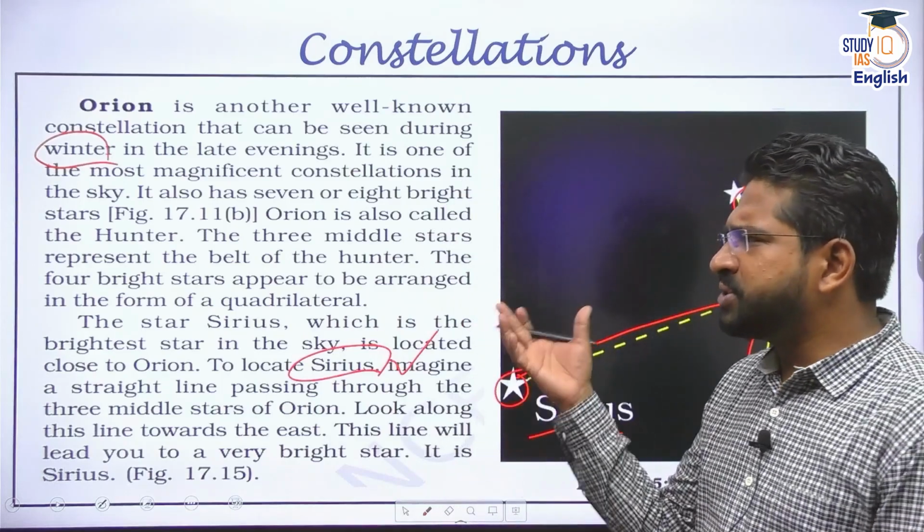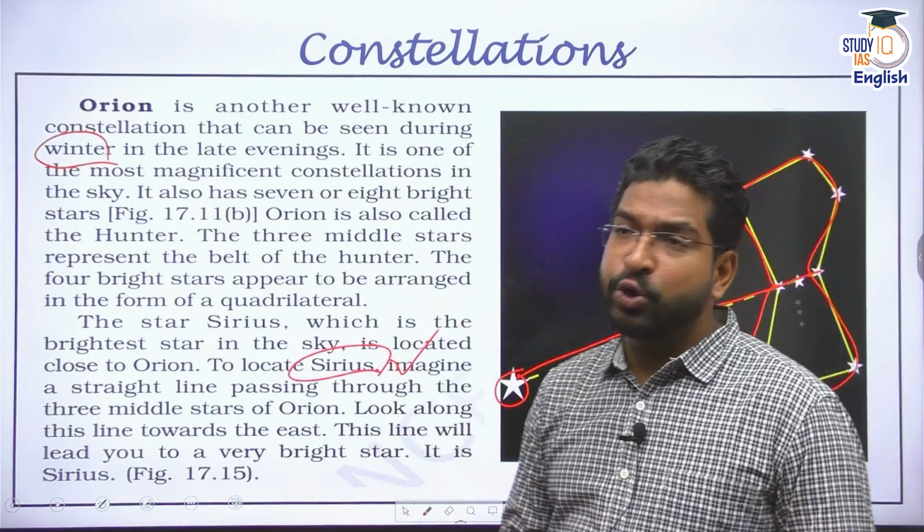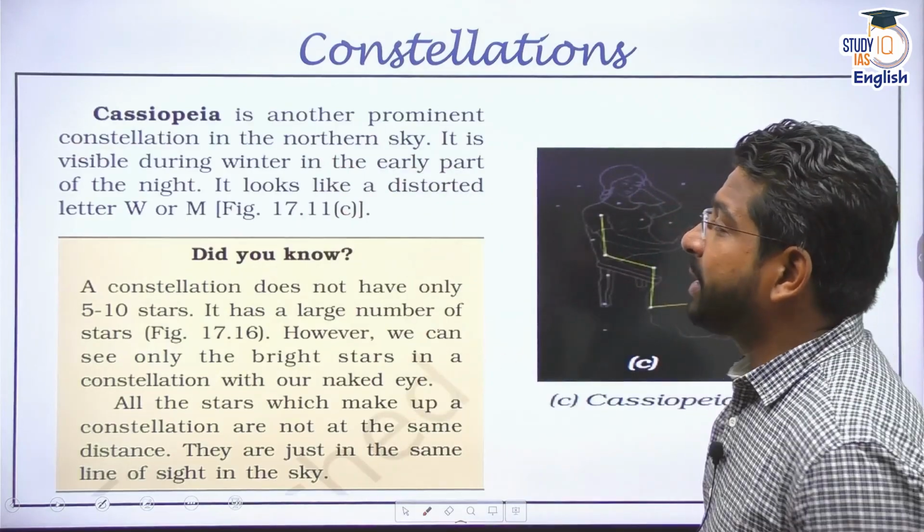Apart from this, there are many constellations. As I told you, there is Leo, Leo Major, Leo Minor. There is one more constellation called Cassiopeia.